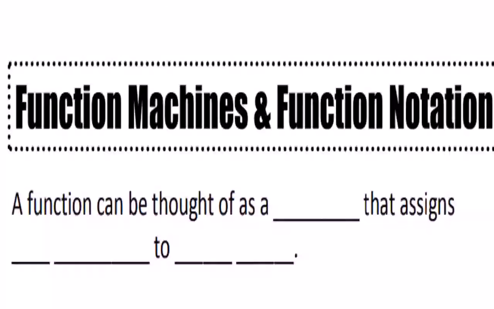Today we're going to continue our discussion of functions, and specifically look at function notation, something like f of 3 equals 5, in a more general context. Another way to think about a function is as a machine. And this machine will assign one output for each input.